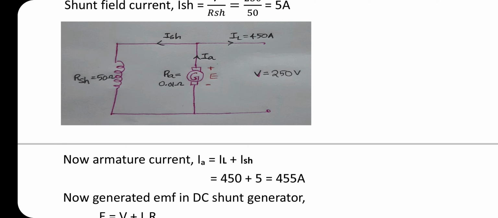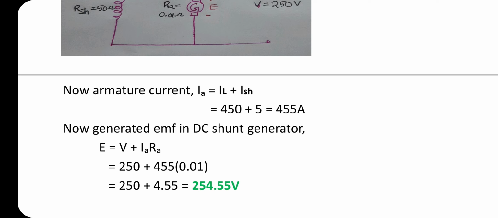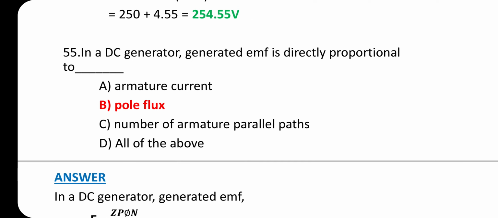For armature current IA, from the figure we can understand it is IL plus ISH. Substituting the values of IL and ISH, we get armature current IA as 455 ampere. Now generated EMF in DC shunt generator, E equal to V plus IA RA. Substituting the values of V, IA and RA, we get generated EMF E equal to 254.55 volt.